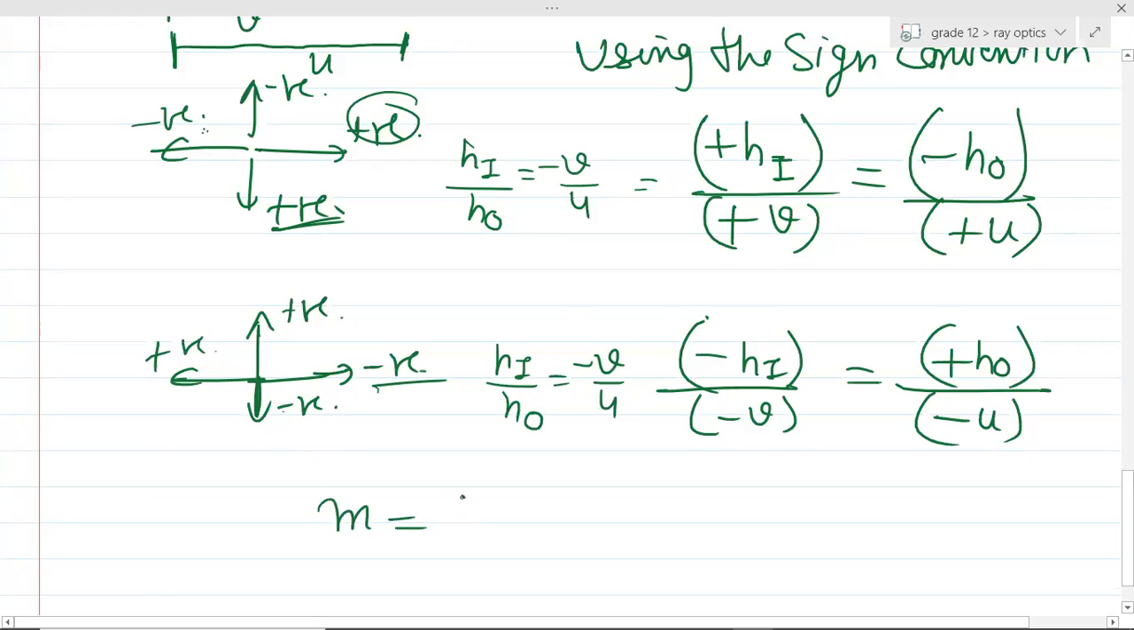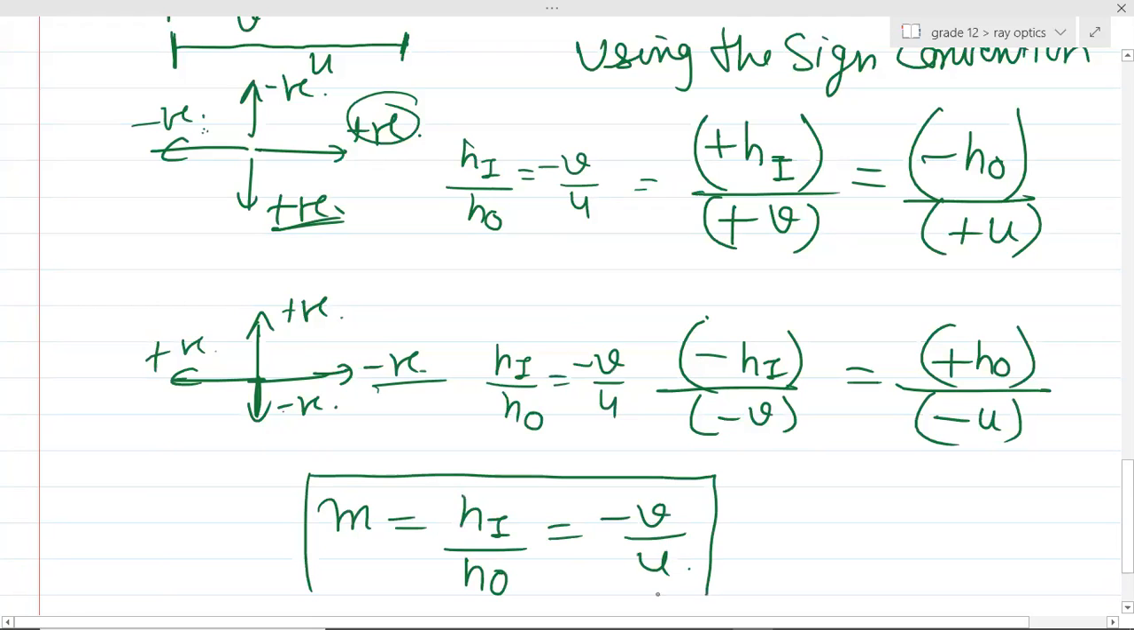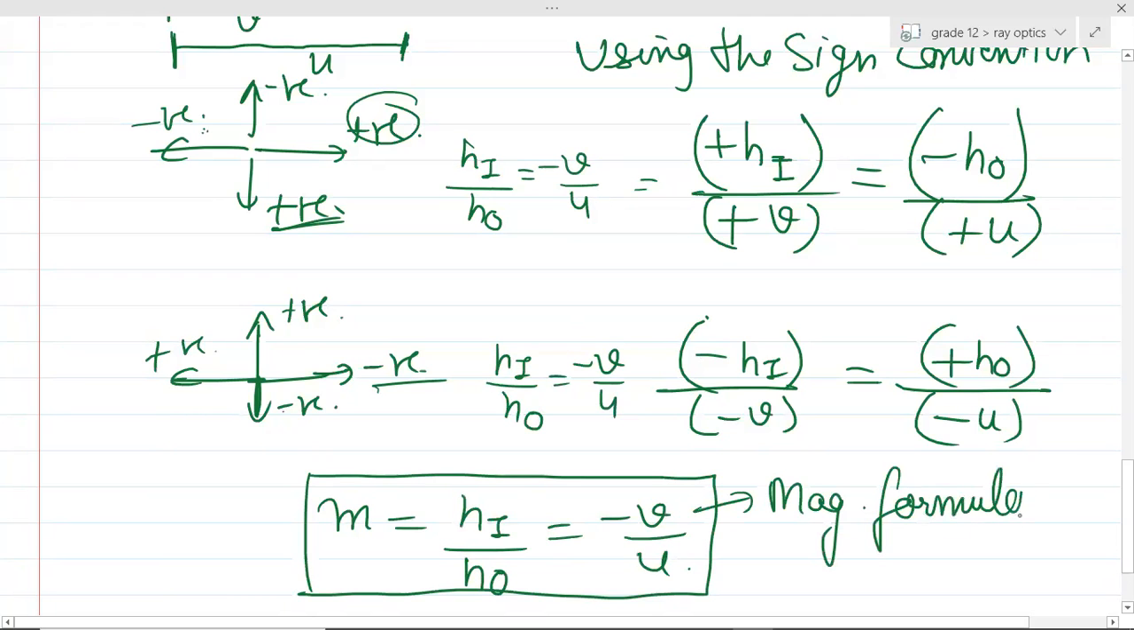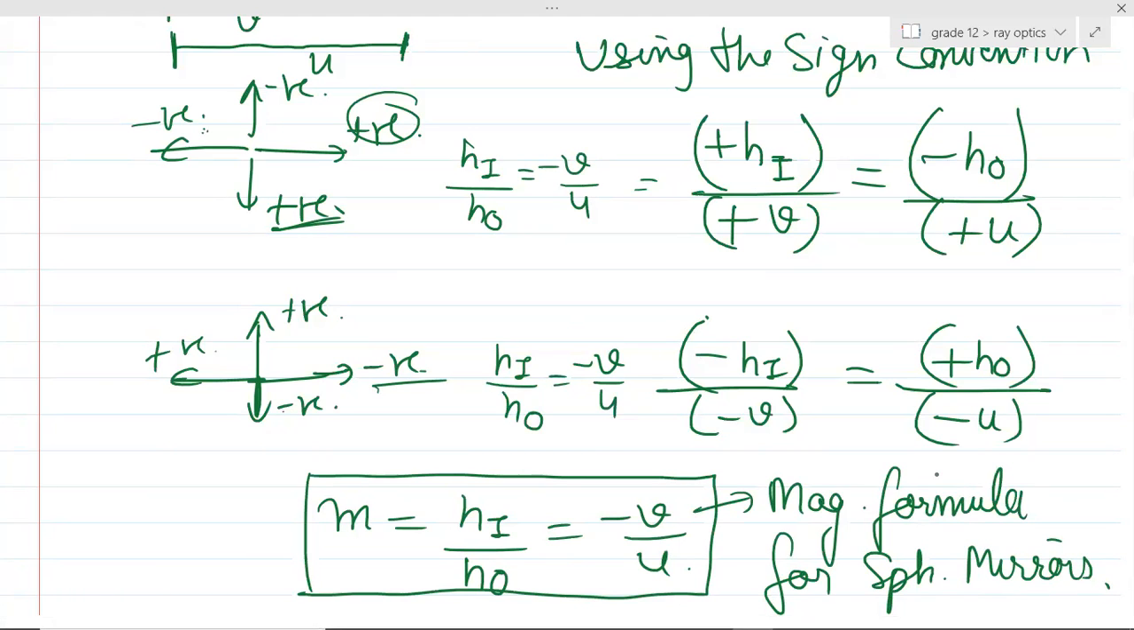So the magnification formula is hi by ho, and that is equal to minus of v by u. This magnification formula is only for spherical mirrors. Is this clear? Yes, sir. Is this clear, people? Is this clear?